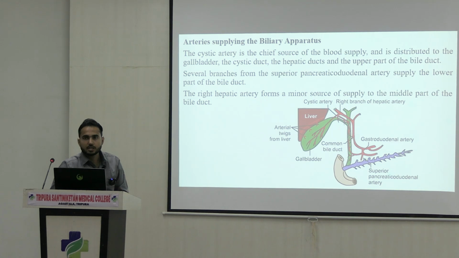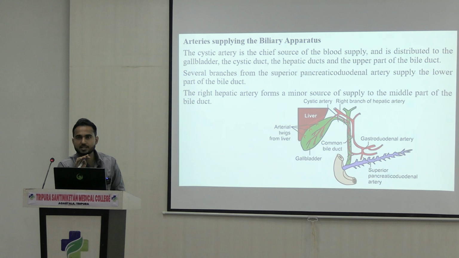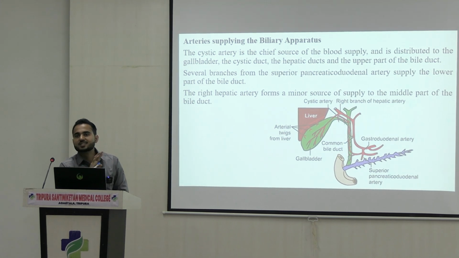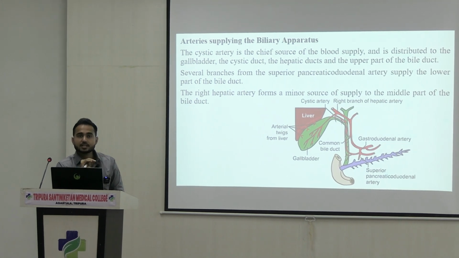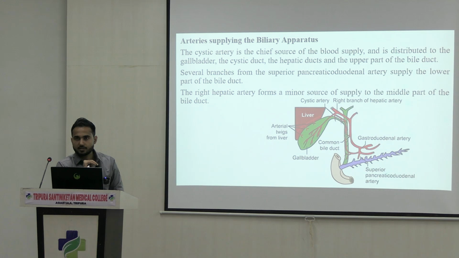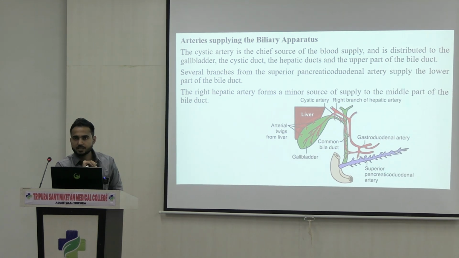Now in this diagram, you can see the blood vessels which are supplying the various parts of the extrahepatic biliary system. Now which is the main artery which is supplying most of the biliary system? Can you see the artery? This is the cystic artery. So cystic artery is the chief source of the blood supply for the extrahepatic biliary system and also for the gallbladder.